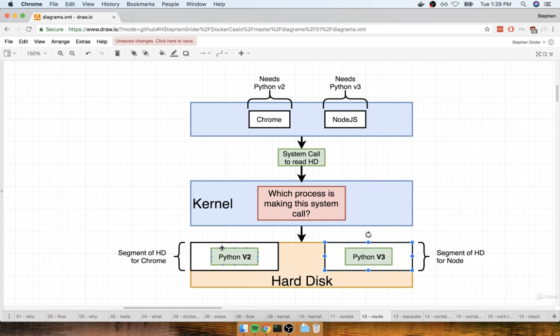And so by making use of this namespacing or segmenting feature, we can make sure that Chrome and Node.js are able to work on the same machine. Now, again, in reality, neither of these actually need an installation of Python.